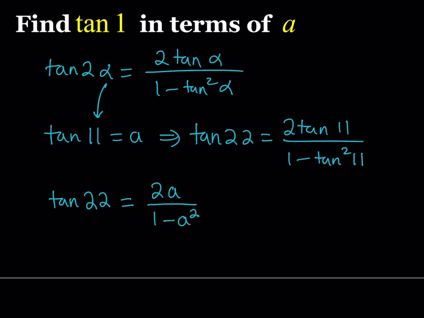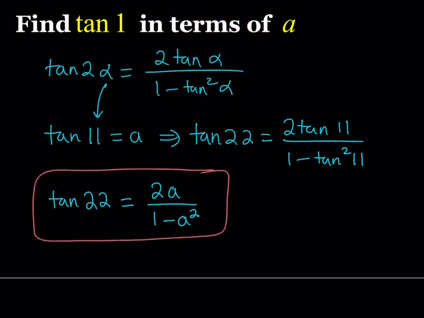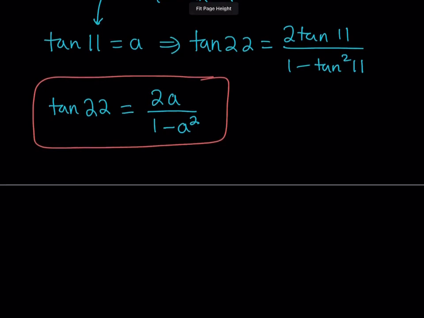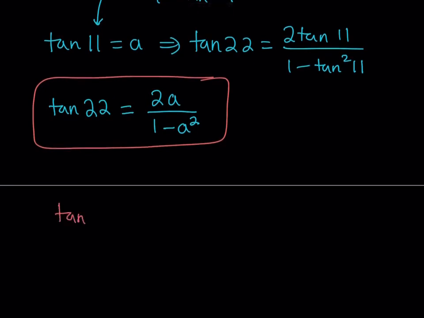Great. So this is the value of tangent 22, but I do need tangent 1. What am I going to do? We're going to double this again. What happens if you double 22? You're going to get 44, right? Great, that's the key. Since I know tangent 22, I can find tangent 44, because 44 is 2 times 22. So I just write the same formula for tangent 44. It's going to look like the following: 2 times tangent 22 divided by 1 minus tangent squared 22.